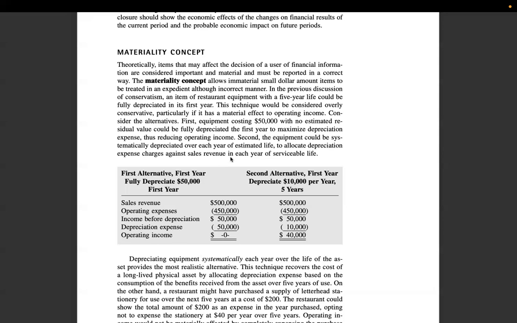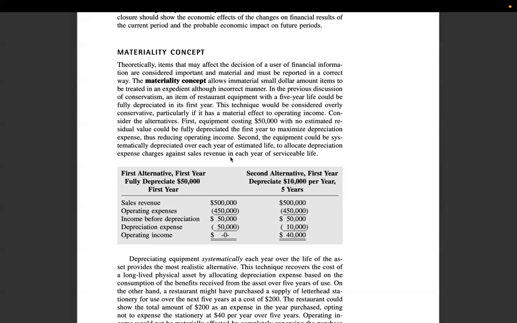Consider the alternatives. First, equipment costing $50,000 with no estimated residual value could be fully depreciated the first year to maximize depreciation expense, thus reducing operating income. Second, the equipment could be systematically depreciated over each year of estimated life to allocate depreciation expense against sales revenue in each year of serviceable life.